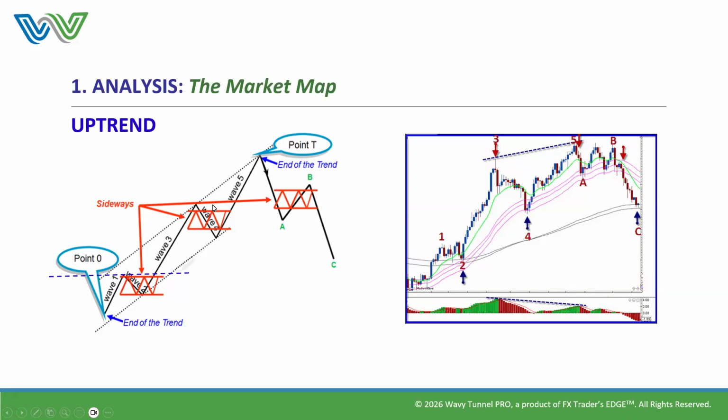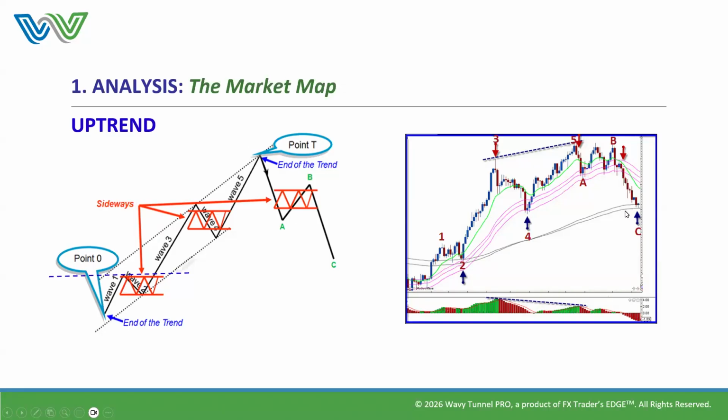We have the 5 waves moving up. And then we peak out at point T. We peak out at wave 5. And we have a nice ABC correction down to the tunnel. And very often, as we're going to see with numerous examples, this is where the correction ends, below the tunnel.